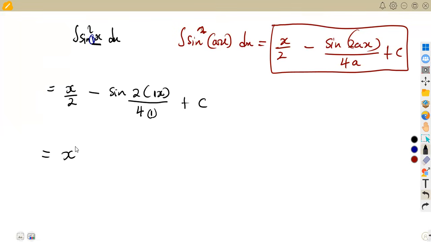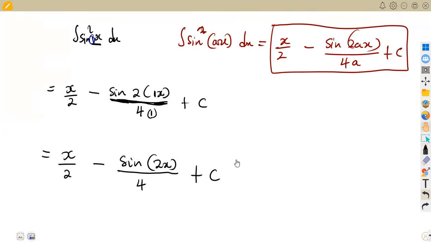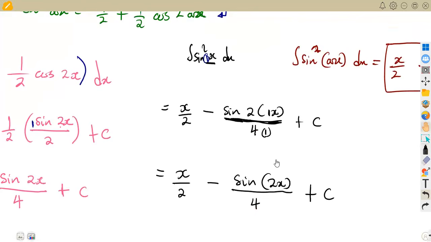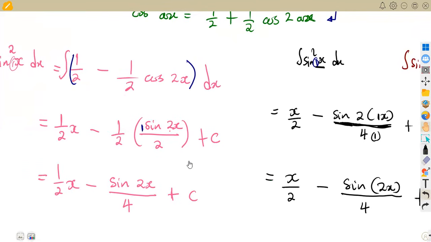So this is going to give us x over 2 minus the sine of, this division is affecting everything here, so the sine of 2 times 1x, which is the sine of 2x, everything over 4 times 1, which is 4, plus the constant of integration. This is what we have from the formula. As you can see, it's direct, it's just substituting directly from that integral. So this is what we have, which are the same answers.